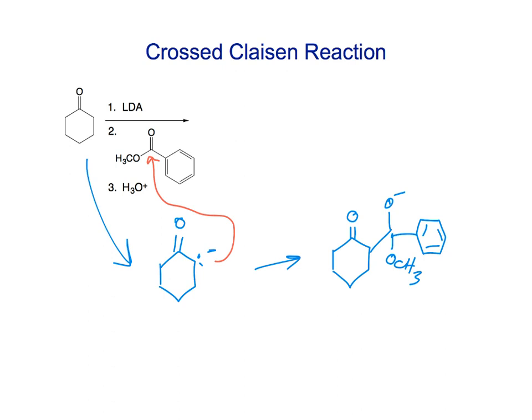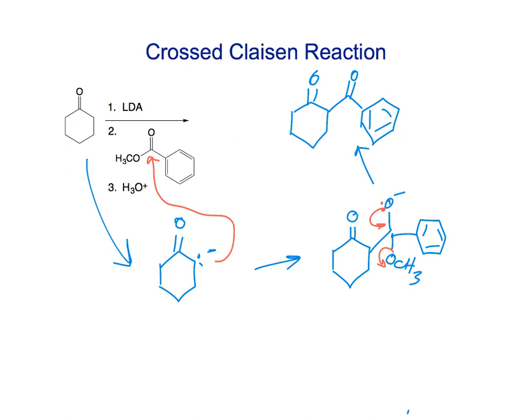And then the methoxide is the best leaving group. Okay, it's the least basic. It's less basic than that ketone enolate. So these electrons can come down here. We can lose the methoxide, and we can form our beta keto. Well, this is a beta diketone now. Like this.